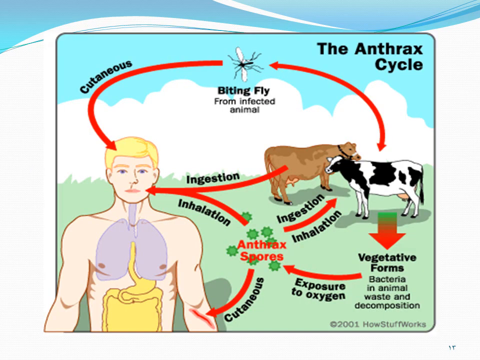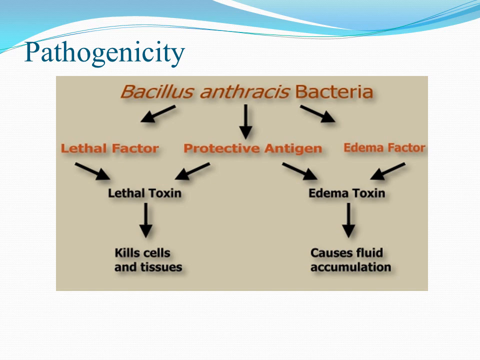This is the cycle of anthrax, just for knowledge. This is the pathogenicity of Bacillus anthracis. As I said before, Bacillus anthracis produces the toxin which causes anthrax when a protective antigen is combined with edema factor, which causes fluid accumulation and edema, and lethal factor, which causes cell and tissue death.